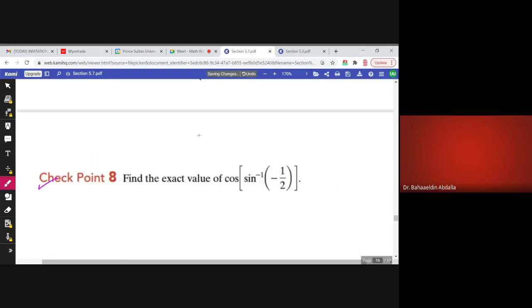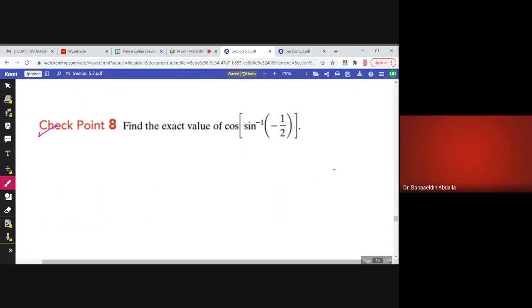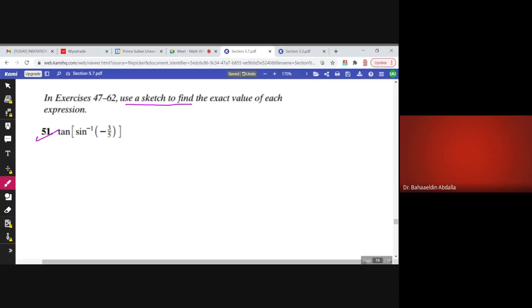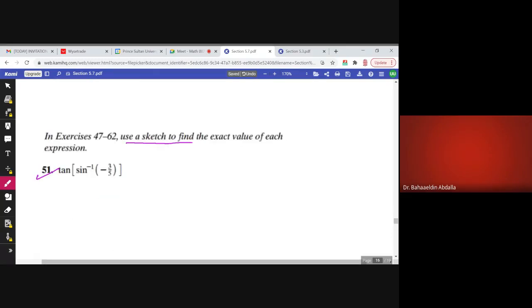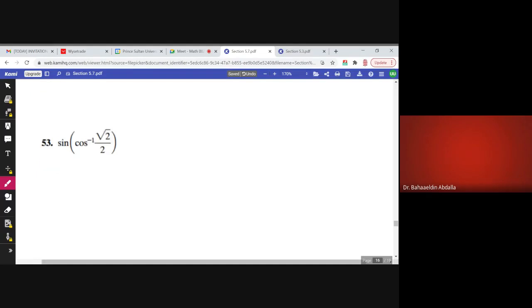And look to the question. Use a sketch. So where is the sketch? This is the sketch. So if there is a question like this, there will be 1 or 2 points for the sketch. If you don't graph the sketch, you lose points. Okay, so you need a sketch and you need to find the exact value. So approximation is not accepted.